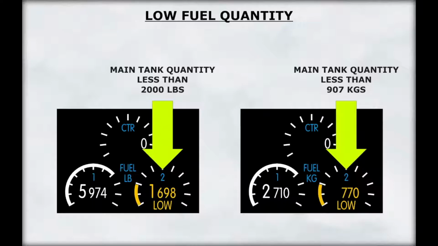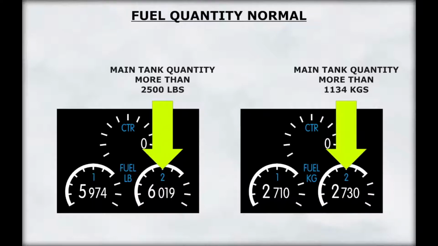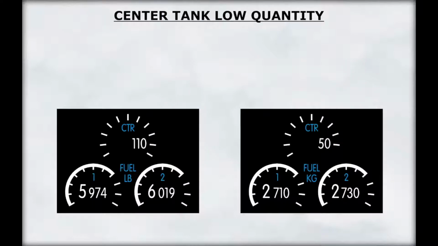When the label is displayed, the affected fuel quantity arc and digits are displayed in amber. The low fuel quantity indication is removed from view when the fuel quantity in the affected main tank increases above 2,500 pounds. There are no low fuel quantity warnings for the center tank.